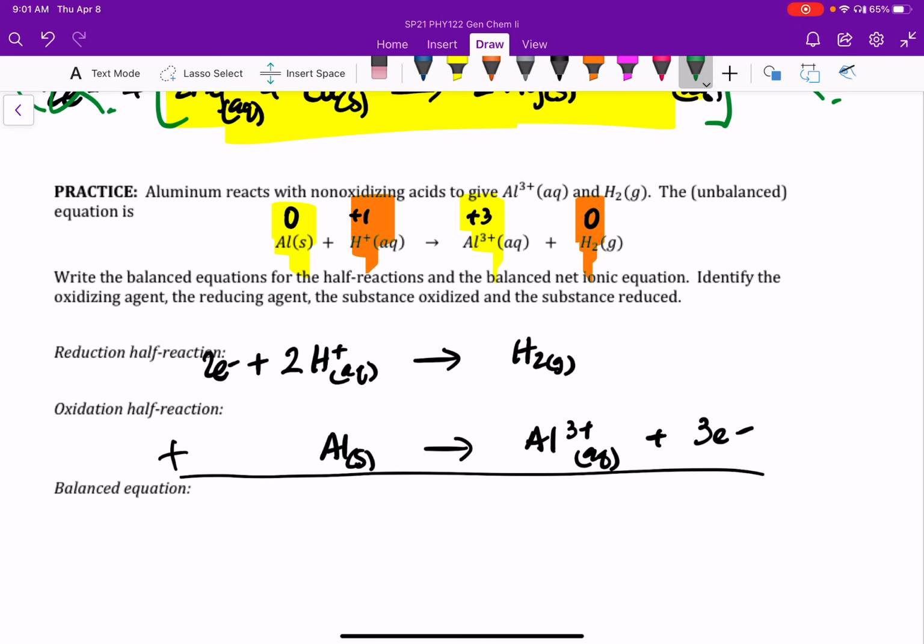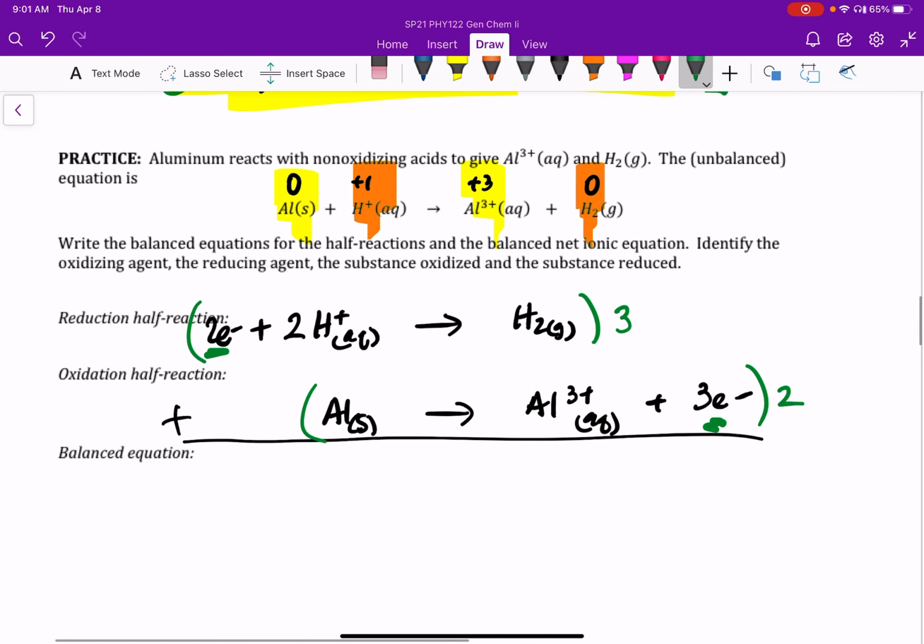Do my electrons match, right? Here I've got 2 and here I've got 3. So they don't match. We need to make them match. The way we're going to make this one match, we're going to multiply that top one by 3. We're going to multiply that bottom one by 2.